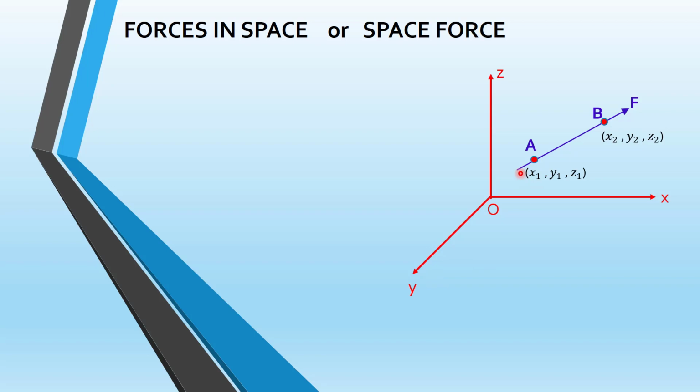Now let us see how we can represent a force in space in vector form. So this is the formula for representing the force in vector form. That is, force in vector form is equal to F times lambda AB, where F is the magnitude of the force given in the question and lambda AB is the unit vector for AB through which the force is acting. Okay, lambda AB is the unit vector for AB.